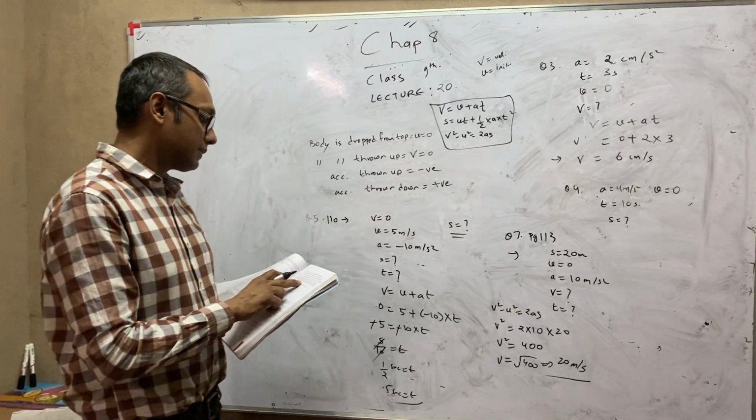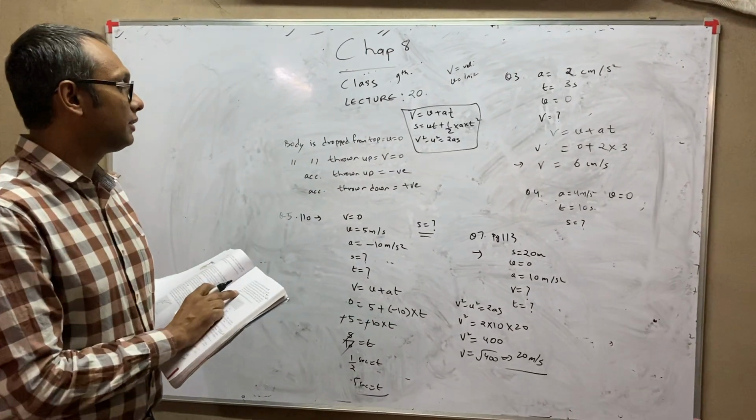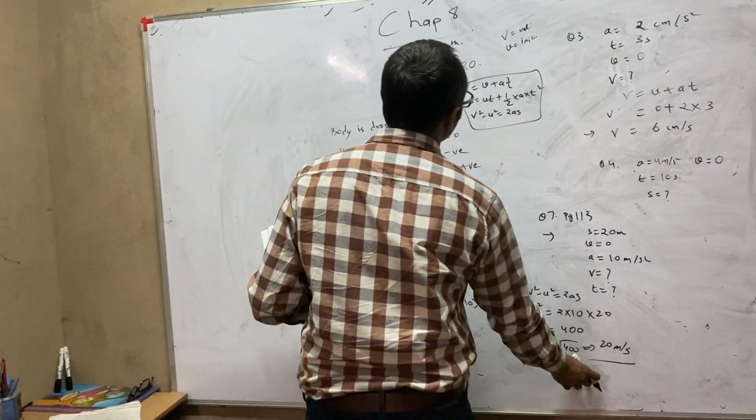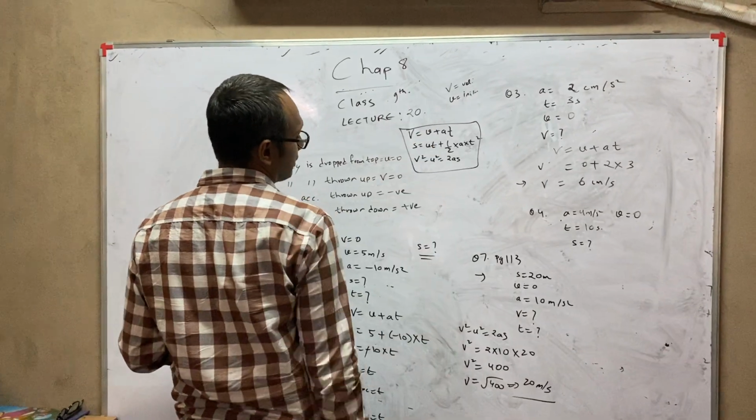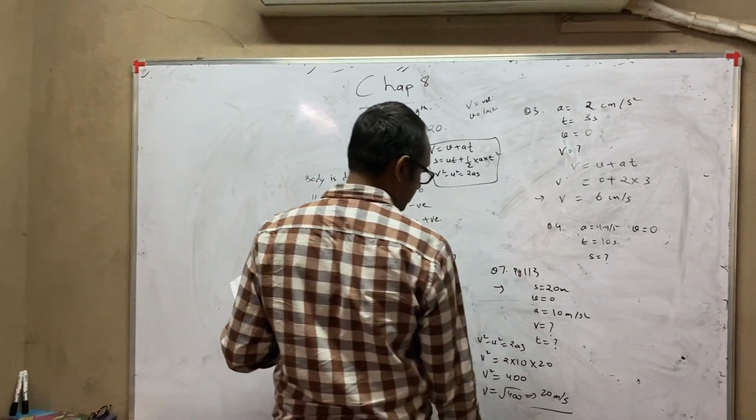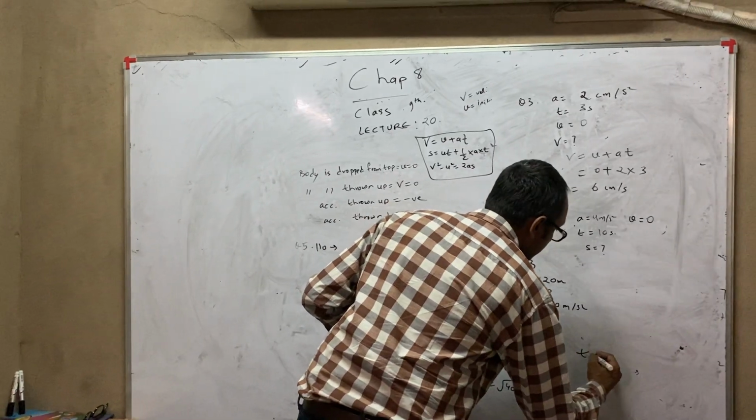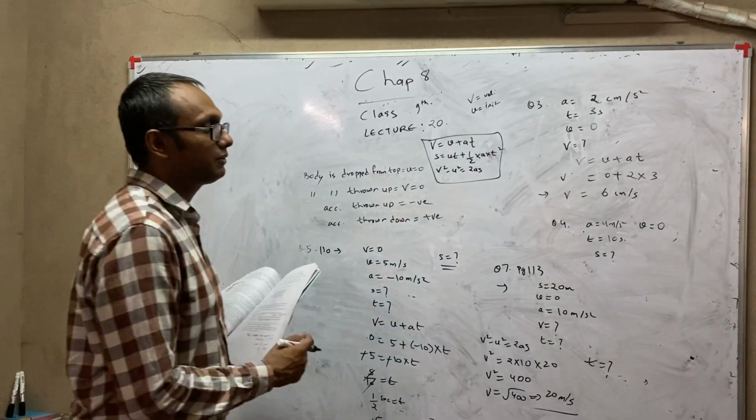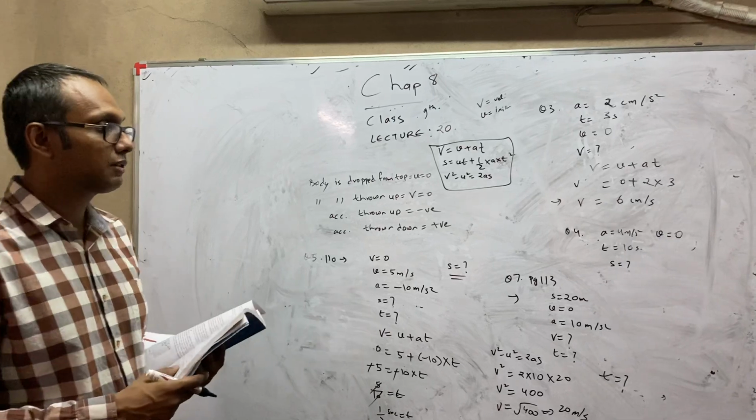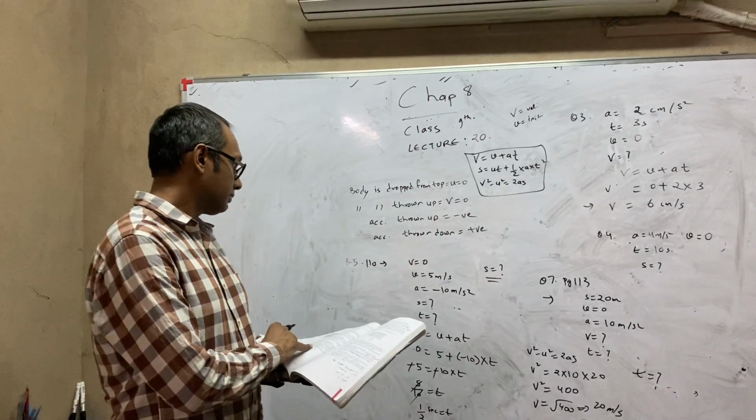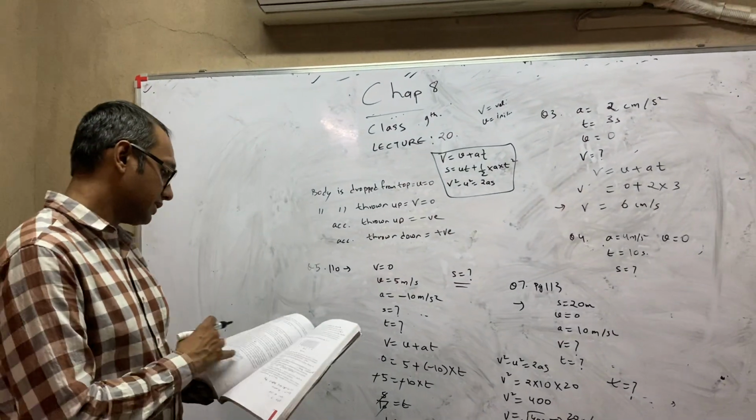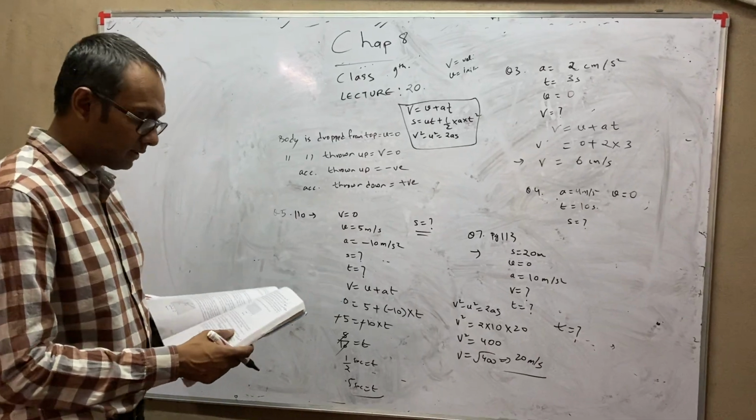Then second is, after what time will it strike the ground? So time now you can find on your own. If you substitute in this formula, you will easily, v you have, u you have, a you have, then you can calculate t. So the t part I am leaving for you. Okay, so the t part you can calculate on your own. So these are the 6 sums which we have discussed just now.